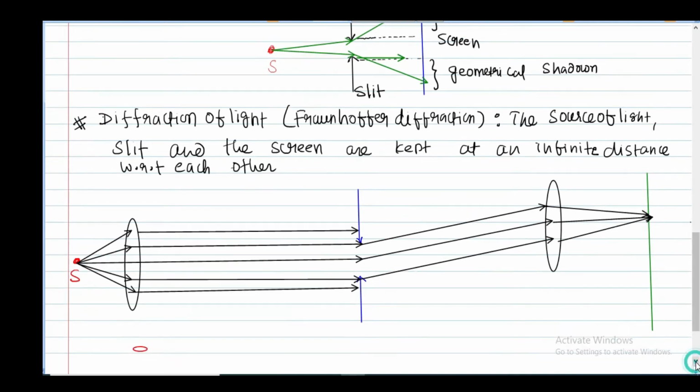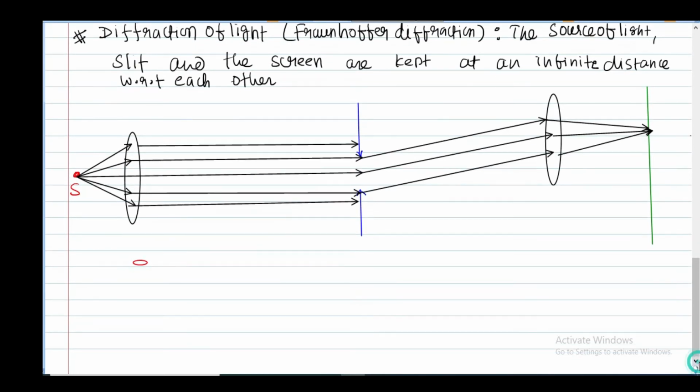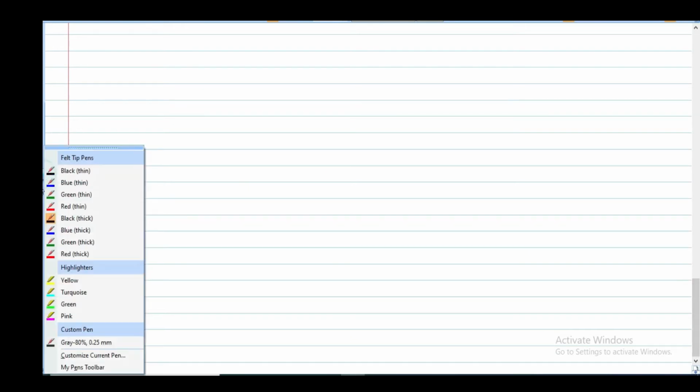After this, we are going to study the experiment which is related with the diffraction of light, and the experiment is known as the single slit experiment. So our next topic is the single slit experiment. And if you have studied the YDSE experiment, then this will be very, very simple for you. The single slit experiment is related with diffraction of light.